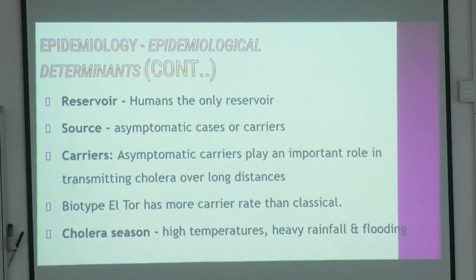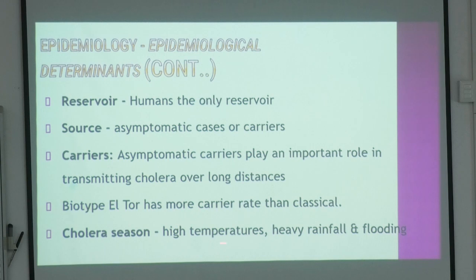Epidemiological determinants. Reservoir: humans are the only reservoir. Source: asymptomatic cases and carriers. Carriers are asymptomatic, and they play an important role in transmitting cholera over long distances. Biotype El Tor has a higher carrier rate than classical.